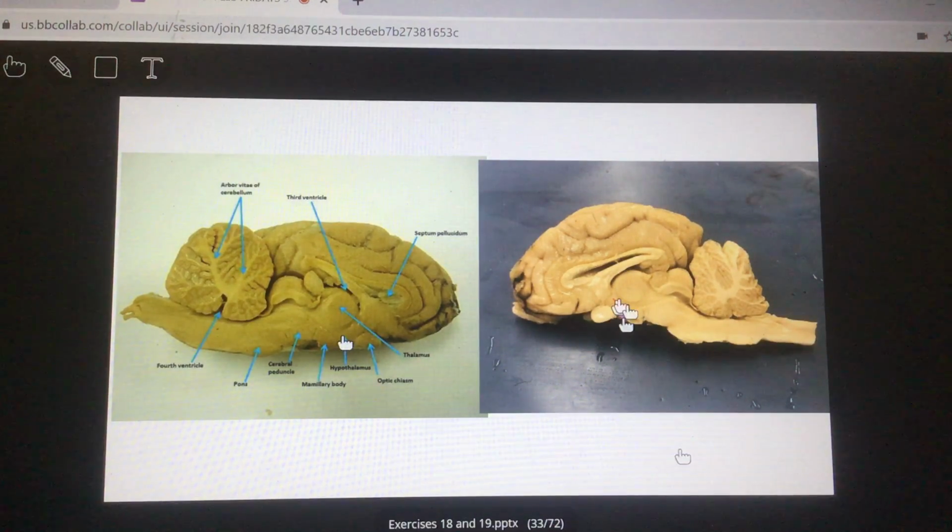So the hypothalamus is right here. Not this, right? Not that, because that looks like the, hold on. It's the optic chiasma. That's the optic chiasma, and that's the mammillary body.